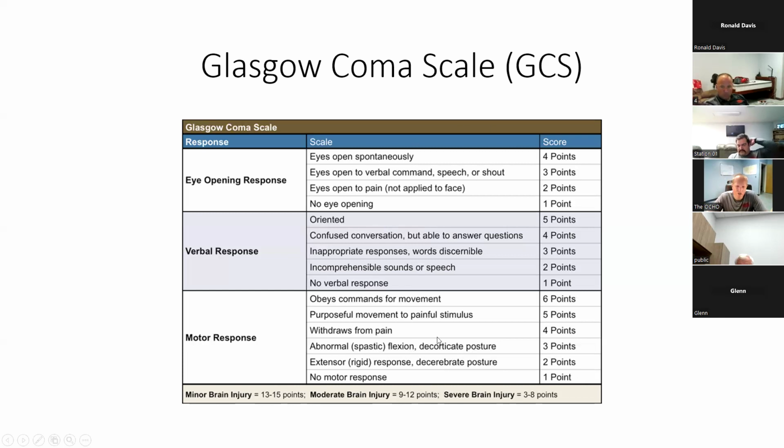So overall the scale is 3 to 15. It's much more informative if you give the points, like 3, 1, and 4, 4, 2, and 3, etc. Because just saying a number strictly indicates whether it's minor, moderate, or severe brain injury.